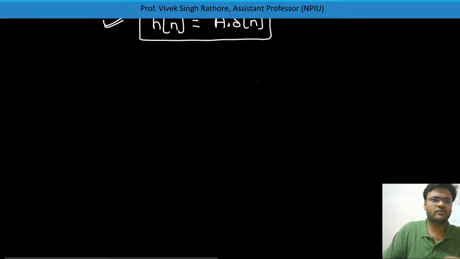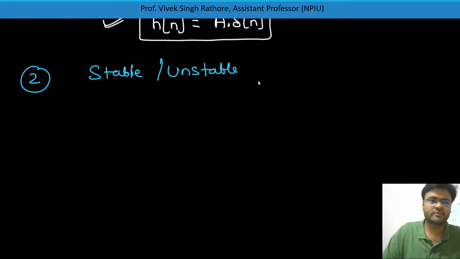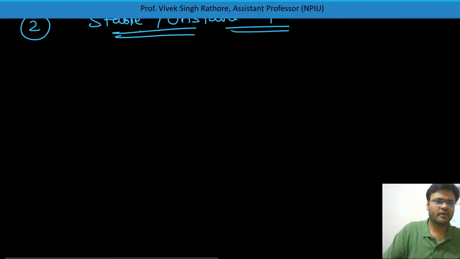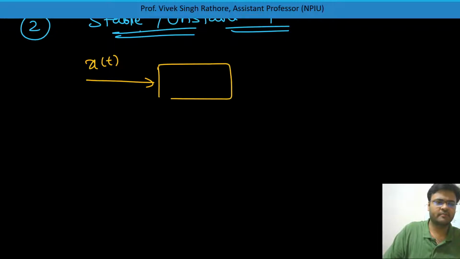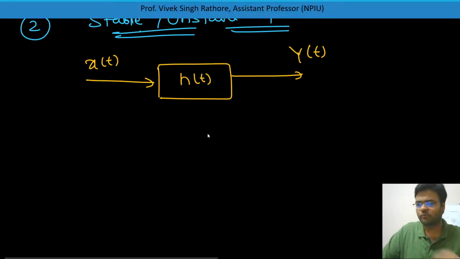Now we'll see another type of classification, that is stable or unstable systems. By seeing the impulse response, which systems can be said to be stable or unstable, we'll see it. If you are giving input as x of t, and there is an impulse response h of t, and you are getting output as y of t.